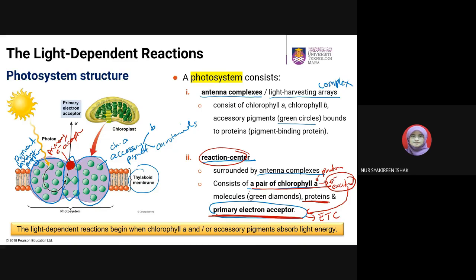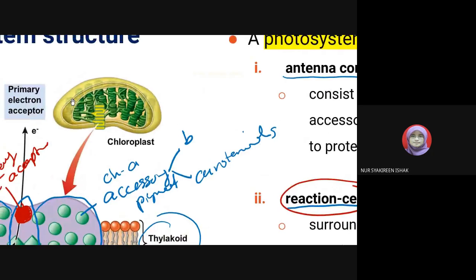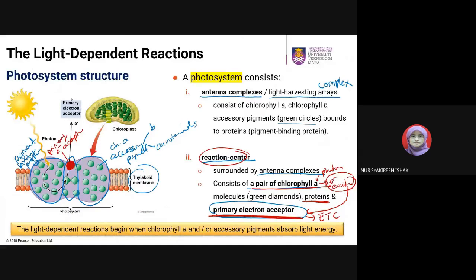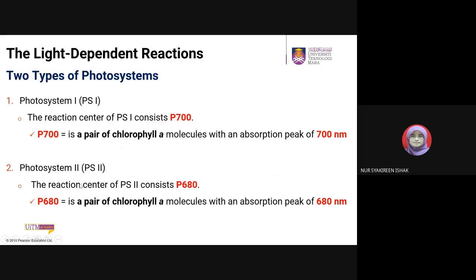Kalau kat gambar ni dia keluarkan ke atas. Sebenarnya primary electron acceptor adalah sebahagian daripada reaction center. So ini basically adalah photosystem. So photosystem dalam light reaction ni dia ada dua jenis. Kita ada photosystem 1 and photosystem 2.